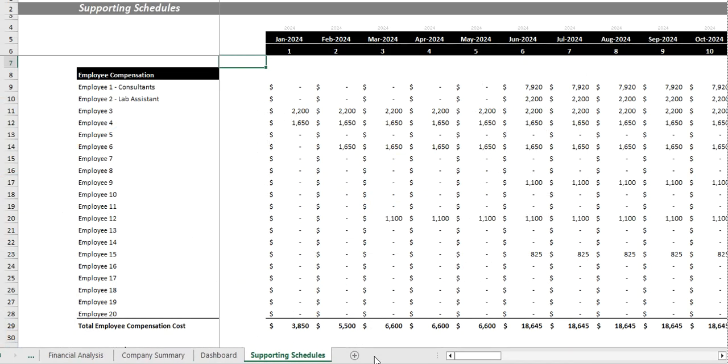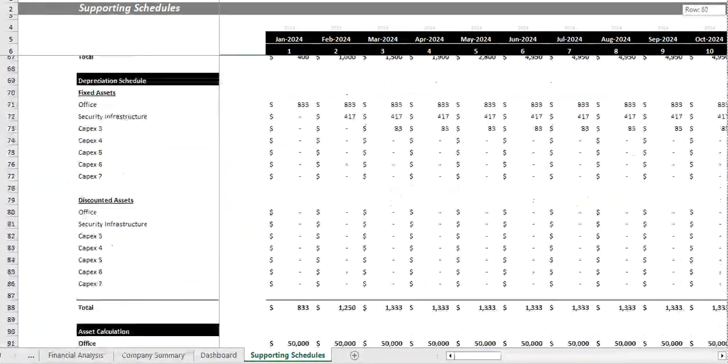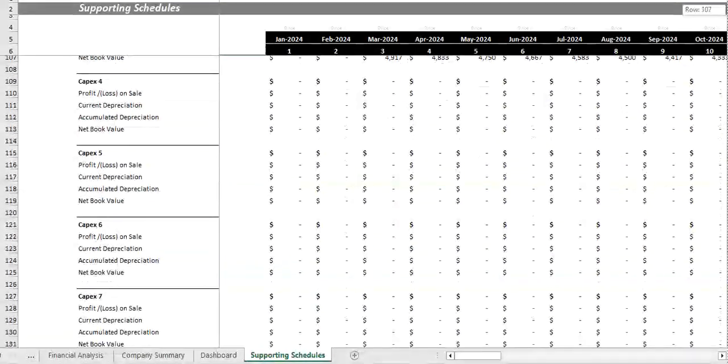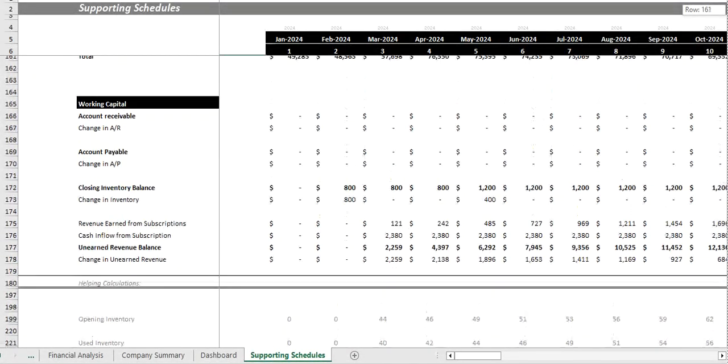Moving on, we have the supporting schedule. Supporting schedule is also called the working sheet, which shows us the employee payroll table, which is the employee compensation table, operating expenses, depreciation schedule, asset calculation, loan schedule, and the working capital calculations.